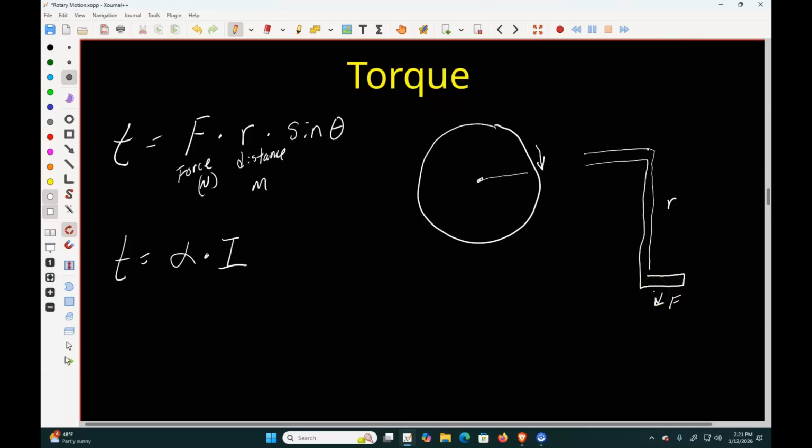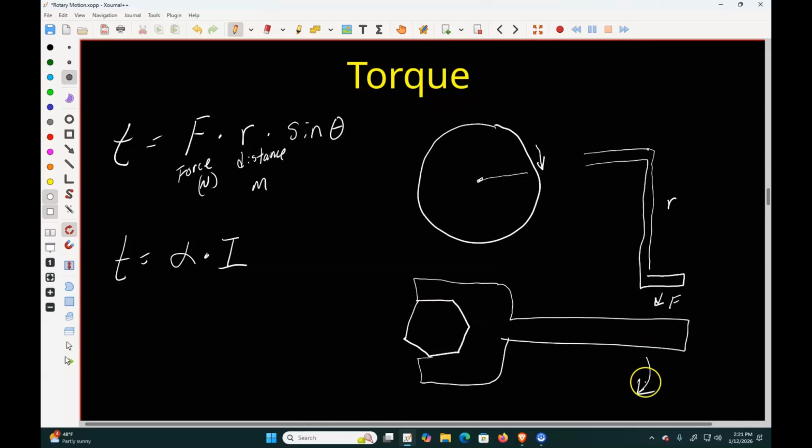If I have a bolt and I take a wrench and I turn the bolt with a wrench, this is the radius. The longer the wrench is, the more torque you have, because your force is applied over a greater distance.